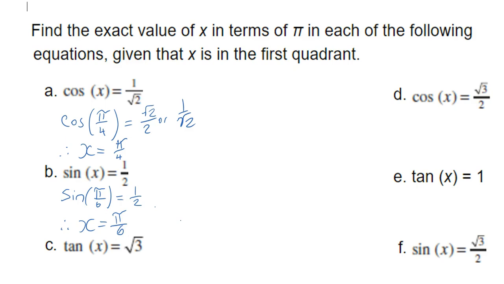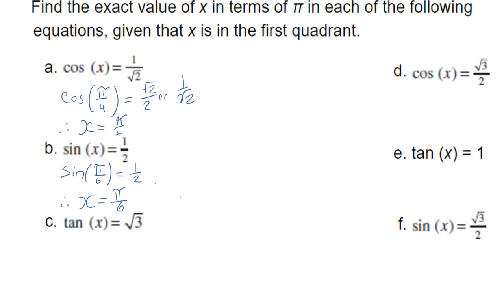So we're essentially going backwards from what we've been doing. We're given the answer, the ratio, and we're trying to find what angle we're talking about. Normally we're given the angle and we're trying to find the answer. This time we're going back the other way. So those ones there are pretty simple. You just need to use your formula sheet.